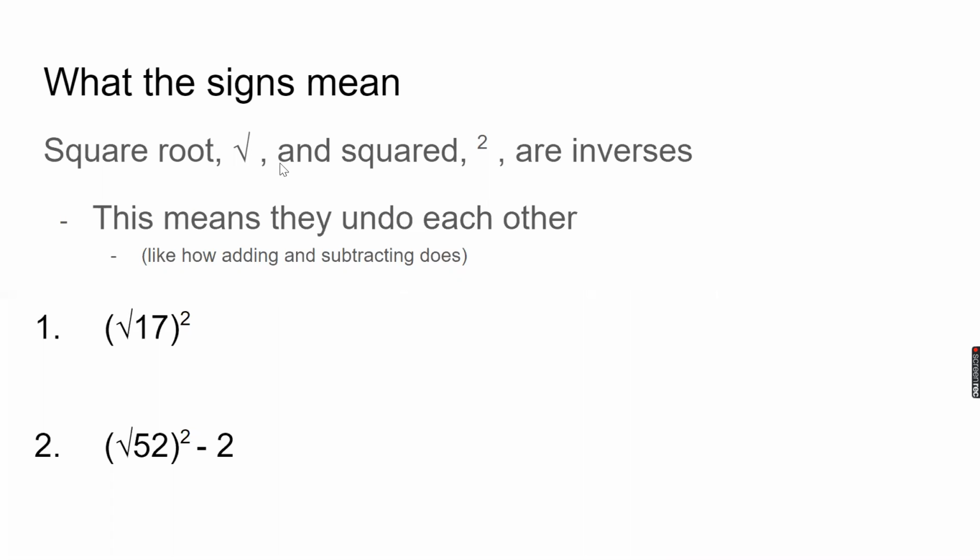Especially on your quizzes and your tests, and then some in your homework, you're going to see a square root and a squared next to each other. Those two things are inverses of each other, which means they undo each other, like how adding and subtracting does. So if I said I have 10 plus 2 and then minus 2, since I said plus 2 and minus 2, those two undo each other, and I'm just left with my starting number, which was 10.